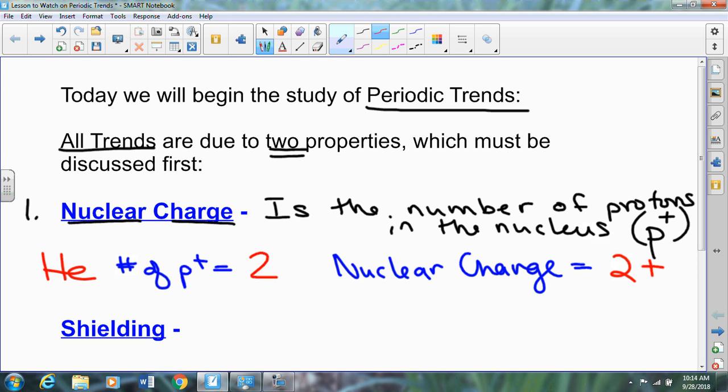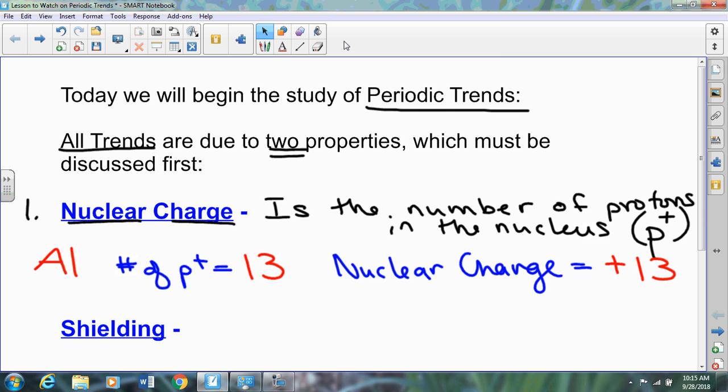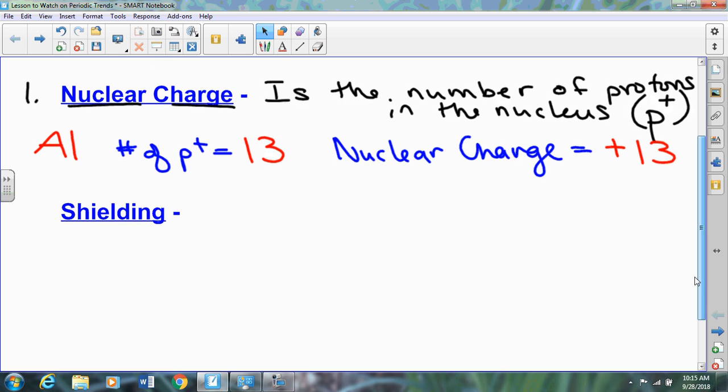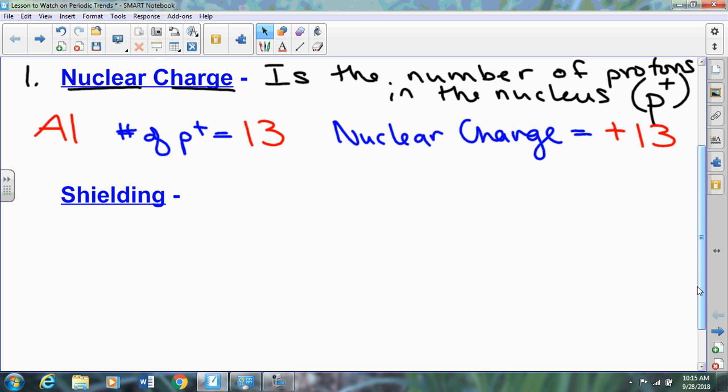Finally, we could pick an element that's a little bit more sophisticated. We could pick aluminum, let's say. The number of protons is 13, and therefore the nuclear charge is plus 13. Every element has a different nuclear charge, just like every element has a different atomic number, which is the number of protons in the nucleus.